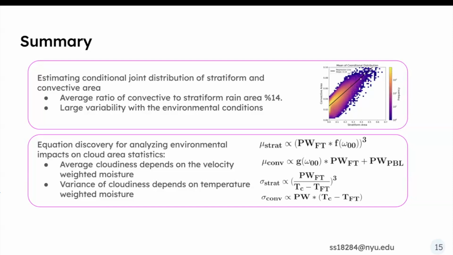Can you say a little bit more about how the first step of estimating these conditional joint distributions goes into the equation discovery? Because I didn't quite catch that.